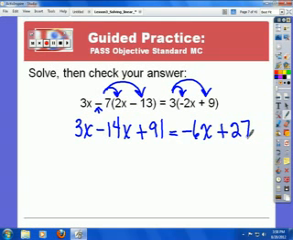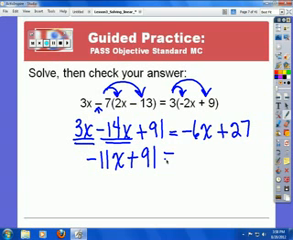We need to combine the like terms on the left side, and the like terms are a positive 3x and a negative 14x. We combine them by adding them, so 3x plus negative 14x is going to be a negative 11x, and then we bring down the plus 91. Now I have all of my terms simplified on the left side and the right side, and it's time to start moving or adding the opposite.